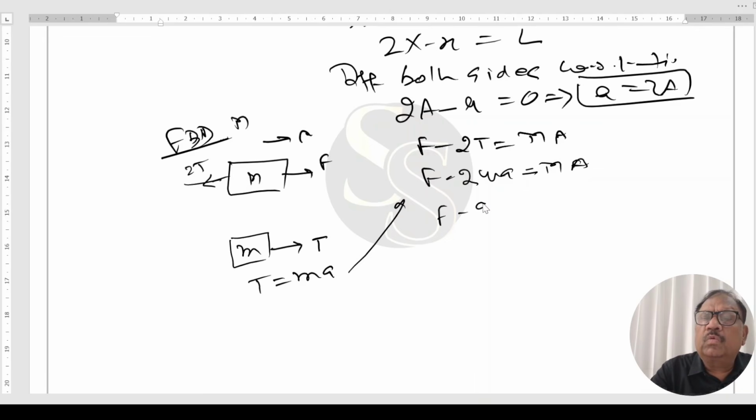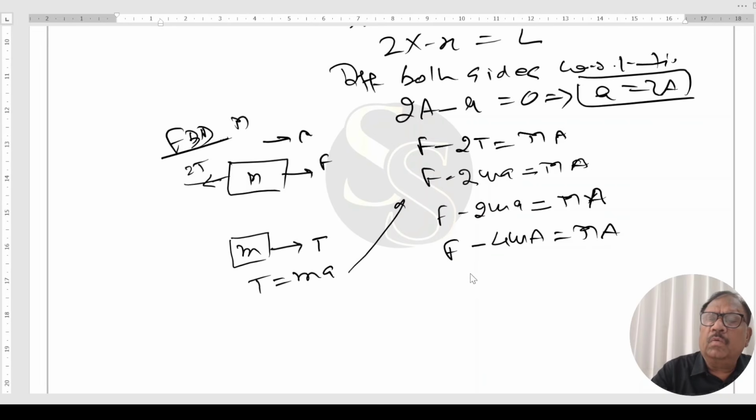F minus twice MA equal to M into capital A. We took capital A, so F minus 2 MA, 4 MA equal to MA. So capital M plus 4M into A equal to F. A comes out to be F over M plus 4M.